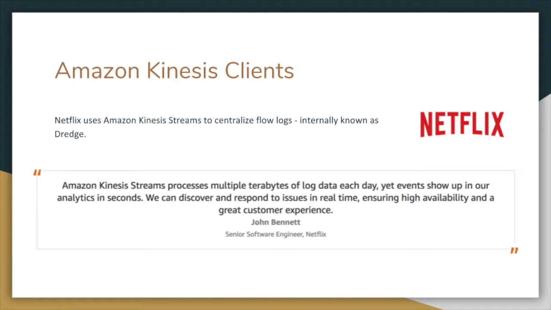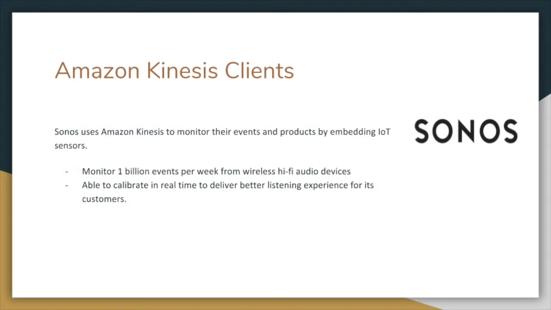Some of Amazon Kinesis's clients are Netflix, who use it to centralize their flow logs, and Sonos, who use it to monitor events and products by embedding IoT sensors into their products. Next, Clement will be going through how Java 8 streams compare to Amazon Kinesis Stream.